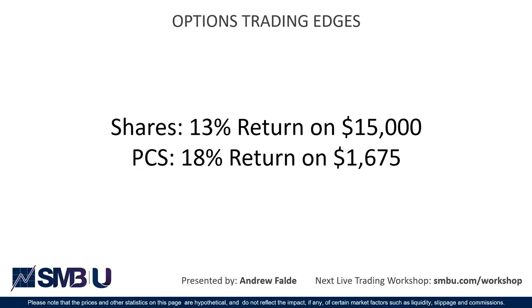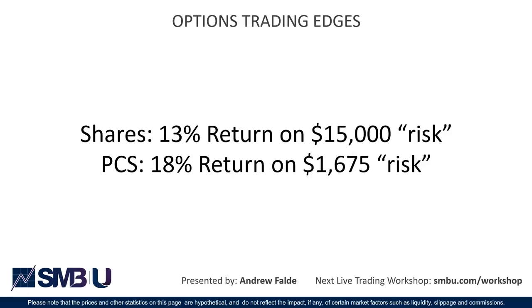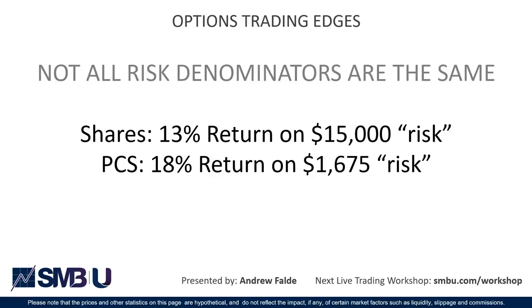which I don't have listed right here, I think it's on a different slide, the $1,900 return on the stock is much better dollar return. Your percent return on risk is different. And so here's that. So we're putting in here, in quotes, risk. So it's a 13% return on $15,000 risk and an 18% return on $1,675 risk. But if all we do is just say, hey, that's risk and this is risk, I'd rather have a higher return on risk, that can be very short-sighted. Not all risk denominators are the same.